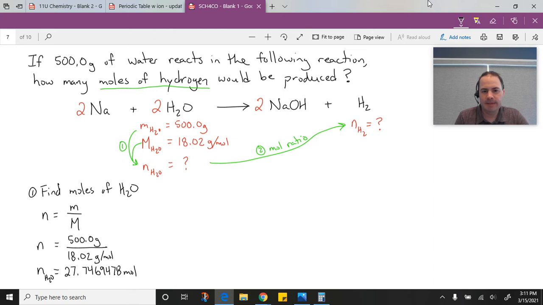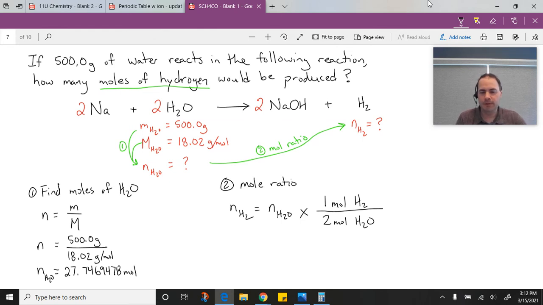My second step now, to get to the last final piece that I need here, is my mole ratio. Okay, so we're going to do the mole ratio. So number of moles of hydrogen equals the number of moles of water times whatever the ratio is in our balanced chemical equation. Remember, we're trying to find out about hydrogen, so we start with it on top. 1 mole of hydrogen is the same, according to our reaction, as 2 moles of water. So we always put the one we want to find out about on top. The one we already know goes on the bottom, right? That way the moles of water will cancel out and we'll just be left with moles of hydrogen.